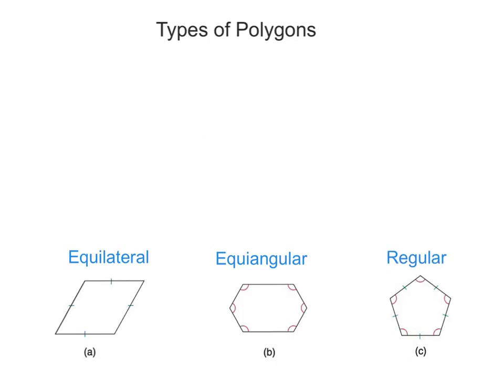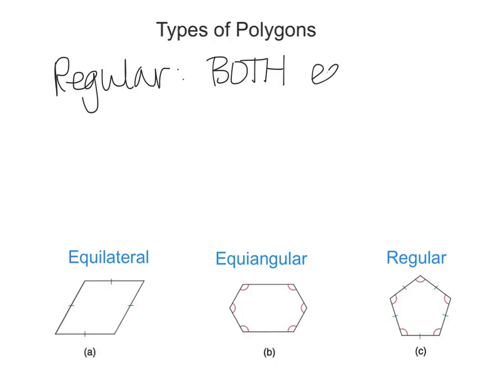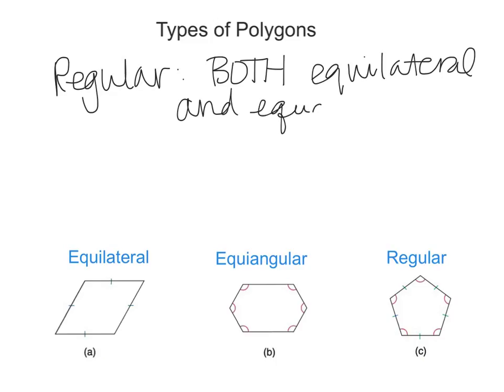So remember, a regular polygon is both equilateral and equiangular, if I can spell it right. Okay?